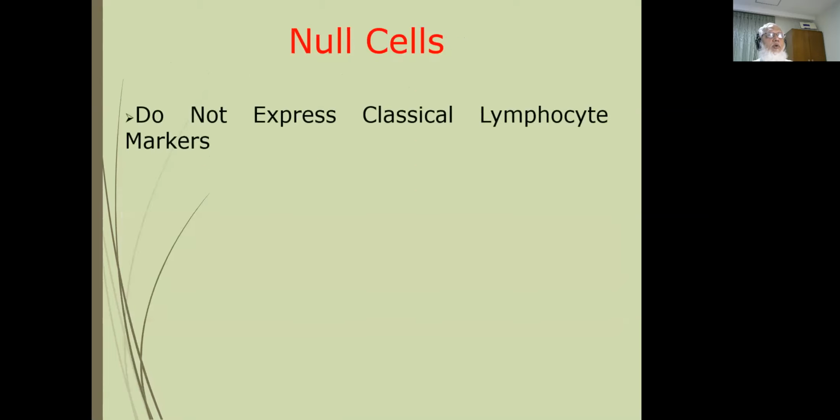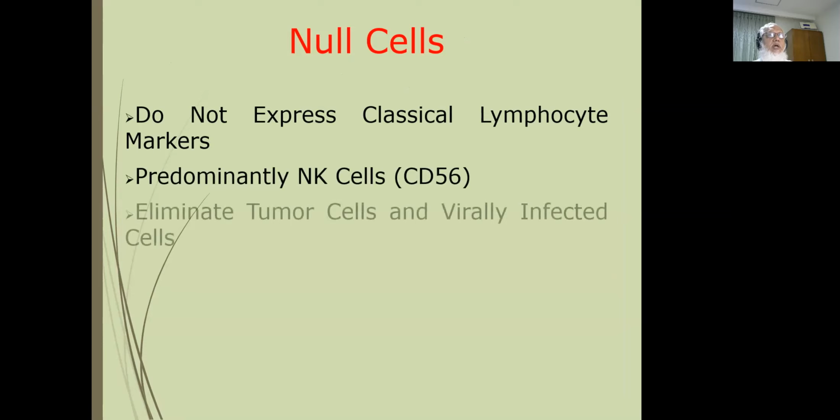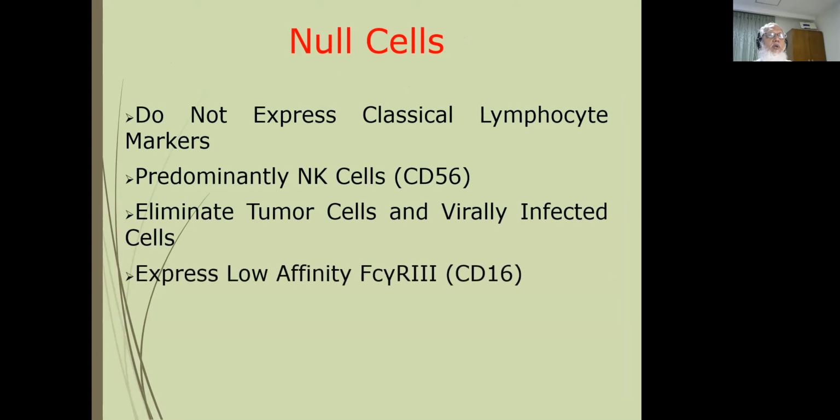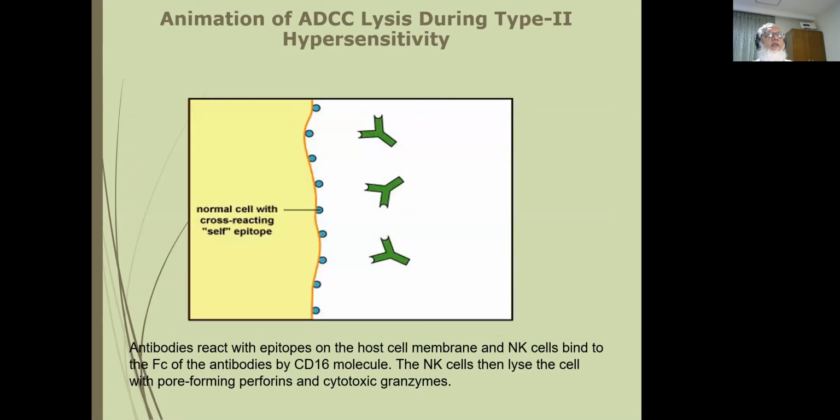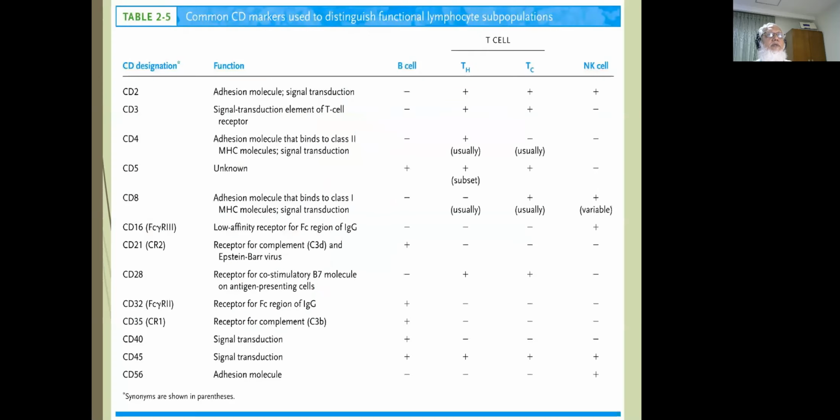Null cells do not express classical lymphocyte markers. They are predominantly natural killer cells, and they eliminate tumor cells and virus infected cells. They have low affinity Fc gamma receptor 3. This is an animation, but it is not working here.